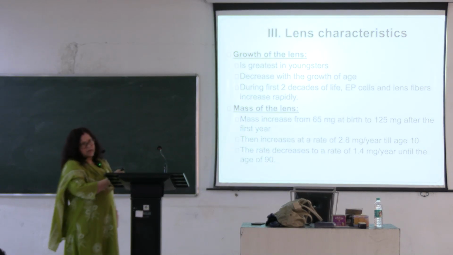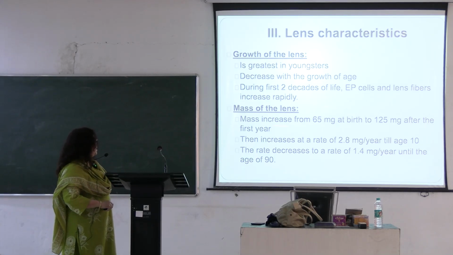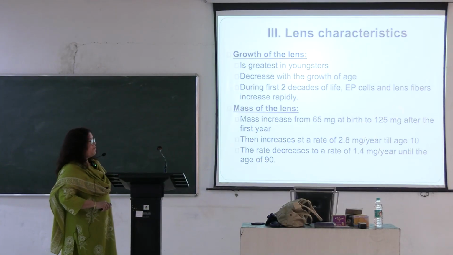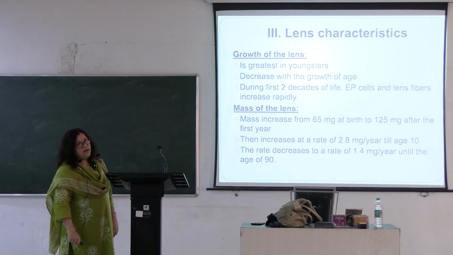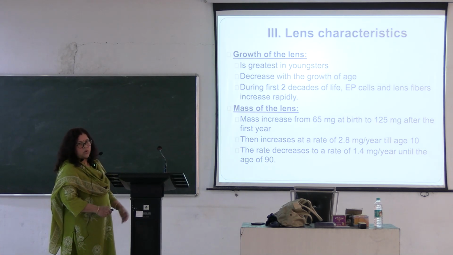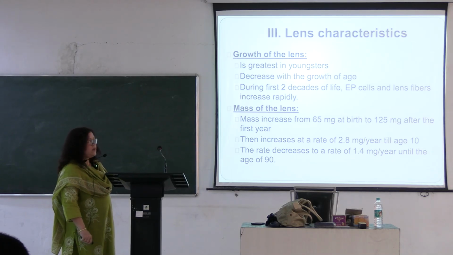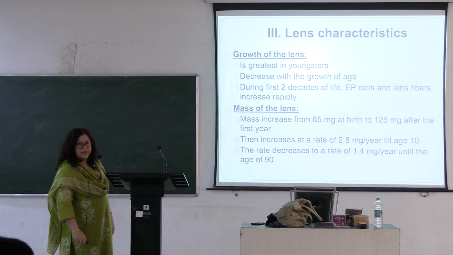Then after that, formation of lens fibers slows down. The mass of the lens at birth, its weight, is 65 milligram. Then it increases to 125 milligram up to the age of 1 year. Then it increases at the rate of 2.8 milligram per year till the age of 10 years. Then after 10 years, its growth decreases at the rate of 1.5 milligram per year until the age of 90 years.